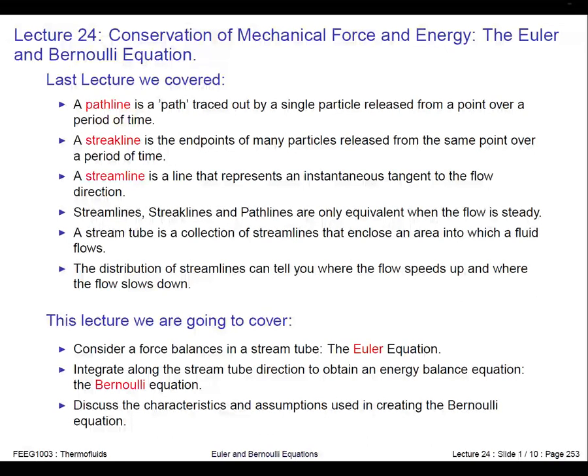So what we're going to look at today is conserving force and energy along a stream tube. And these are two equations called the Euler Equation and the Bernoulli Equation. The Bernoulli Equation is particularly useful for us because it allows us to generate a pressure distribution in a flowing fluid. And one of the important things to be aware of in the Bernoulli Equation is it comes with some assumptions and characteristics, and you need to be aware of these so you apply the Bernoulli equation correctly.